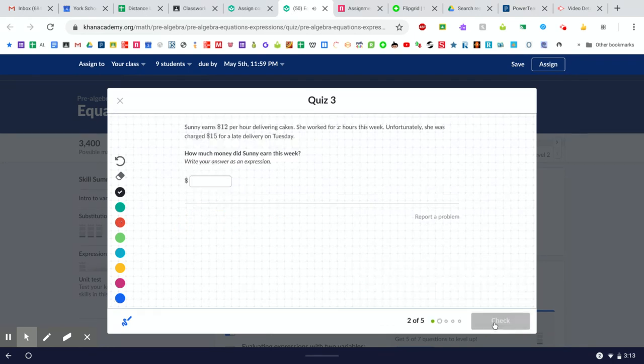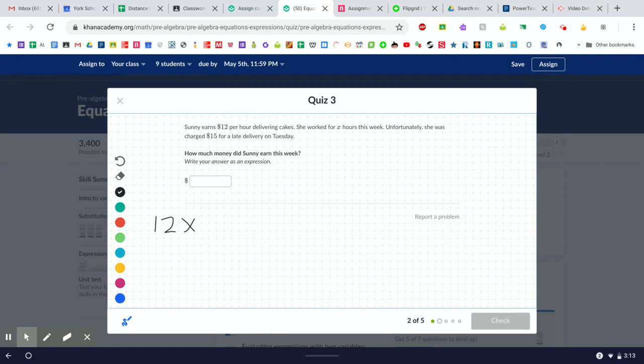It's a good start. All right, Sunny earns $12 per hour delivering cakes. She worked x hours this week. Unfortunately, she was charged $15 for a late delivery on Tuesday. Oh no. How much money did she earn this week? Write your answer as an expression. So we don't know how many hours she works, but for every hour she works, she's going to make $12.